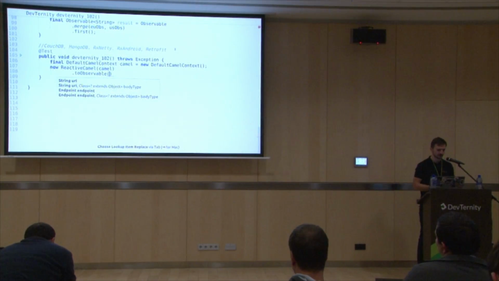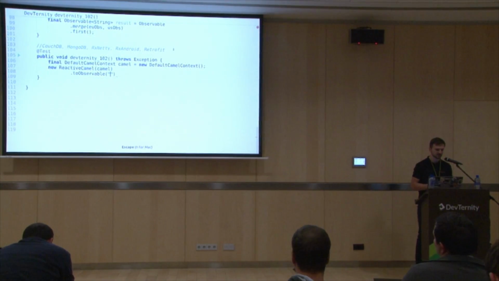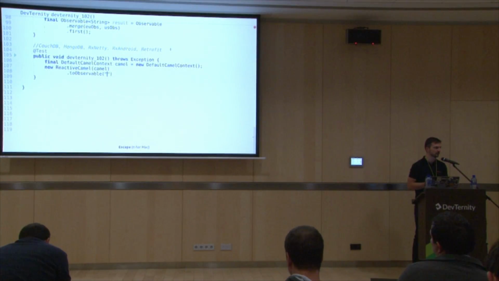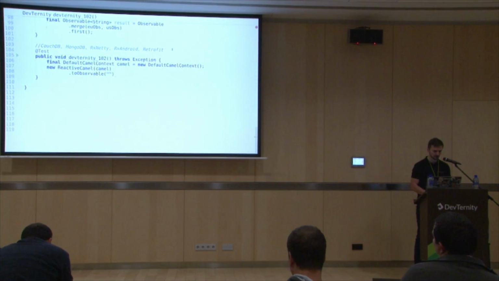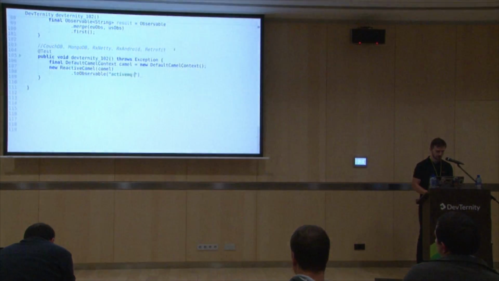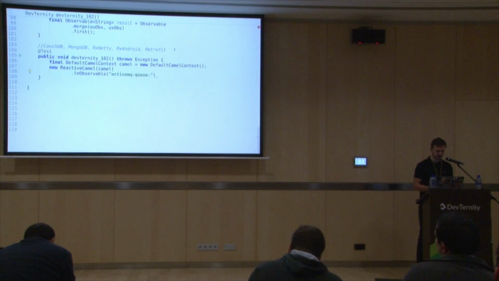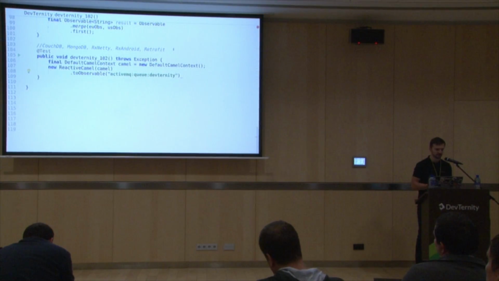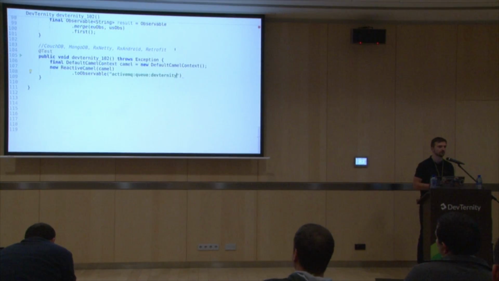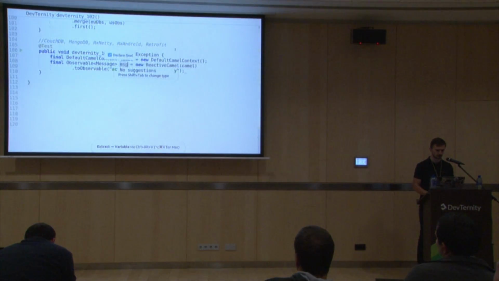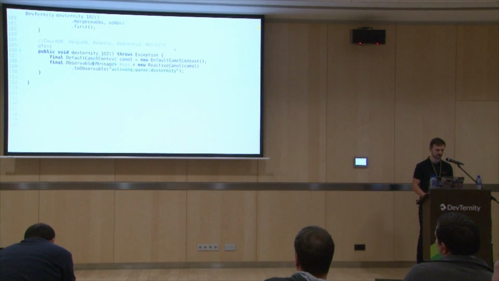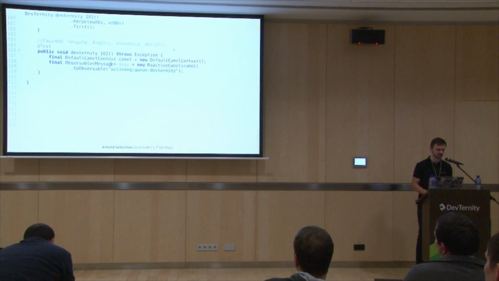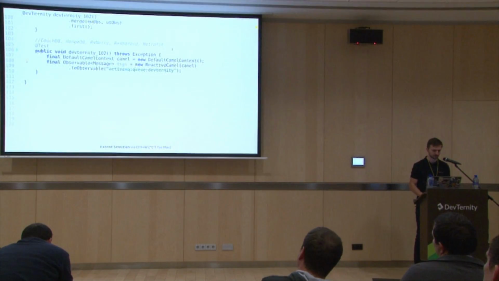And now I provide a string which is supposed to describe whichever system I'm trying to connect to. So I can do ActiveMQ. I'm trying to connect to a queue, and let's come up with some name, for example, Devternity. All right, this basically means I want to connect to ActiveMQ. I want to start receiving messages from ActiveMQ, and I want to get these messages in the form of observable. You see, so I actually get an observable of message, and this message is some generic Camel type.